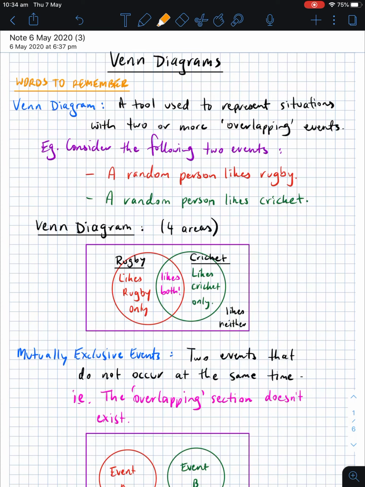For example, to describe this word overlapping, consider the following two events. The first event is that a random person likes rugby. So you've picked a random person, and the event is whether they like rugby or not. And the other event is whether a random person likes cricket or not. We consider these two events to be overlapping because someone can like rugby and cricket at the same time. They can tick both of these. When this is a possibility, they can also dislike both of them as well.